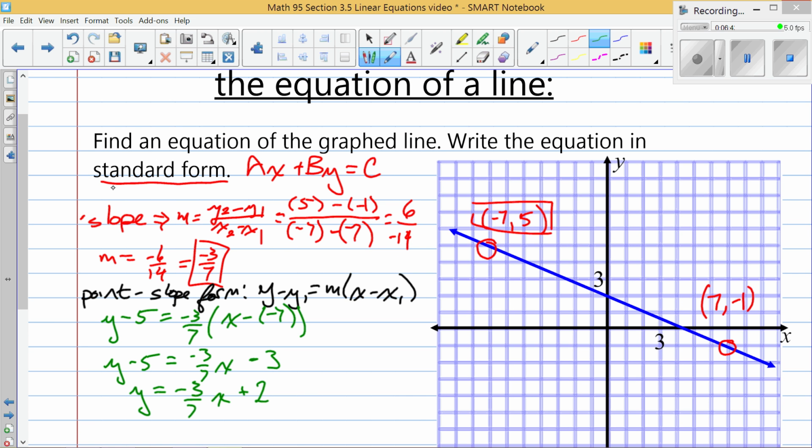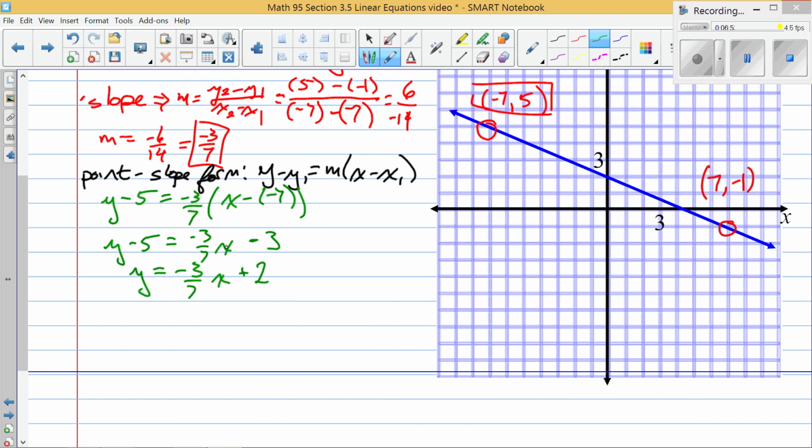I'm not finished though, because I wanted to get into standard form. Anytime you feel like you're at a stopping point, it's good to reread the question to figure out what you were actually asked to do. So to get this into standard form, I need my x and my y on the same side. So first I'm just going to add my x over, and I'll do this in a different color. This looked good, now we want to write it into standard form. So we're going to put this into the ax plus by equals c.